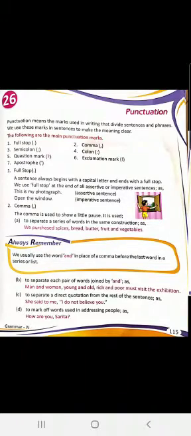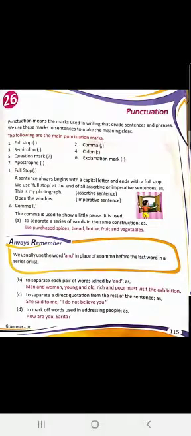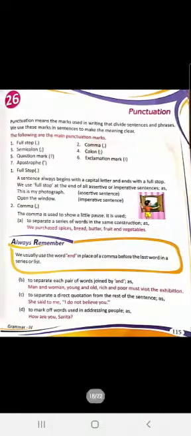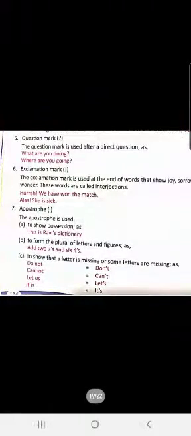To mark off words used in addressing people. Like, how are you, Sarita? Now, addressing people. Sarita is a name. So before that you have used a comma here, children. Let us see question mark. Question mark is used after a direct question like, what are you doing? Where are you going?